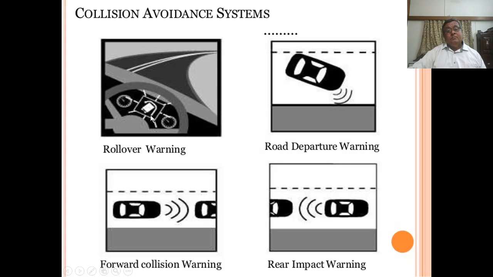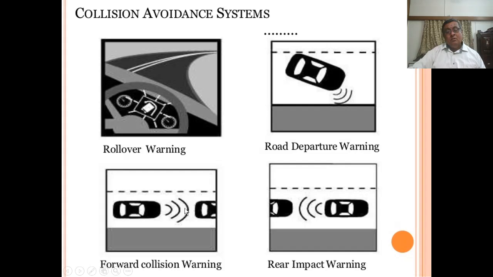These are also indicated to the driver: your speed is here and you can roll over. You may collide or you may somersault. You may have an accident because of the slippery road. This is the same: you are crossing the road departure, you are crossing the road limits.